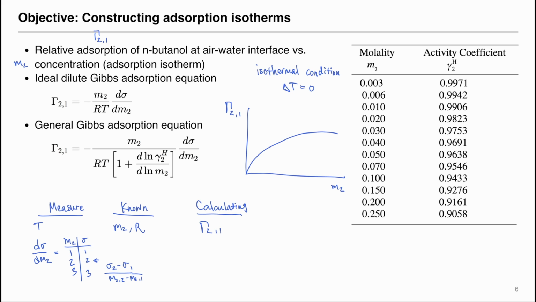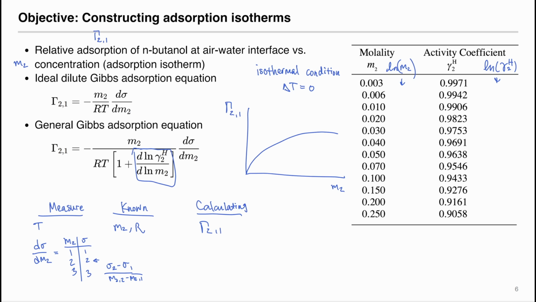And similarly, for the non-ideal case, we're just dealing with one more factor of non-ideal correction. That non-ideal correction can also be determined from a table where we have the molality and the activity coefficient of n-butanol in water. Because in this case, we're taking the derivative of the natural log of them. So in Excel, you would determine the natural log of M2, and in another column, the natural log of the activity coefficient, Henry's law.